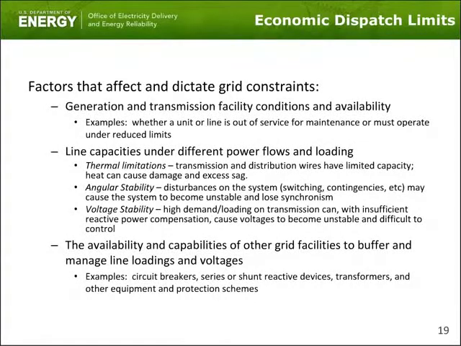There's also the availability and capability of other grid facilities to manage the line loadings and voltages. So you're looking not only at the wires, but you have to look at things like circuit breakers and series and shunt reactive devices and transformers. And you have to understand what would happen, as I mentioned before, if there's a loss of those devices, so that the system as a whole at the transmission level is able to withstand potential conditions where something could happen. Slide 20, please.